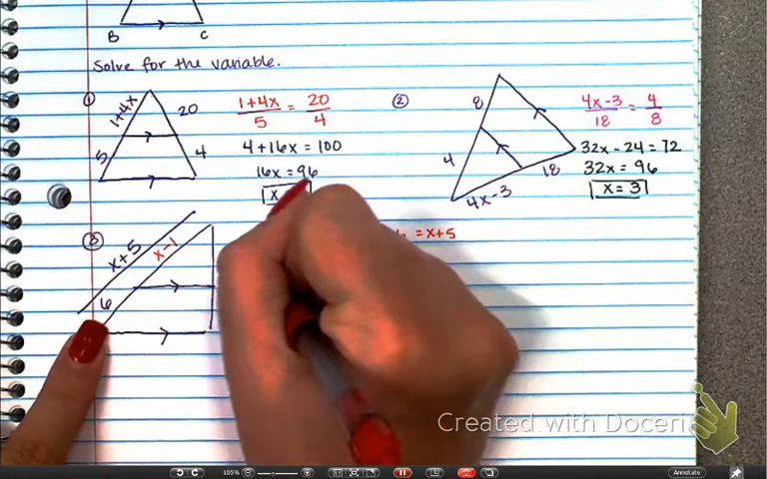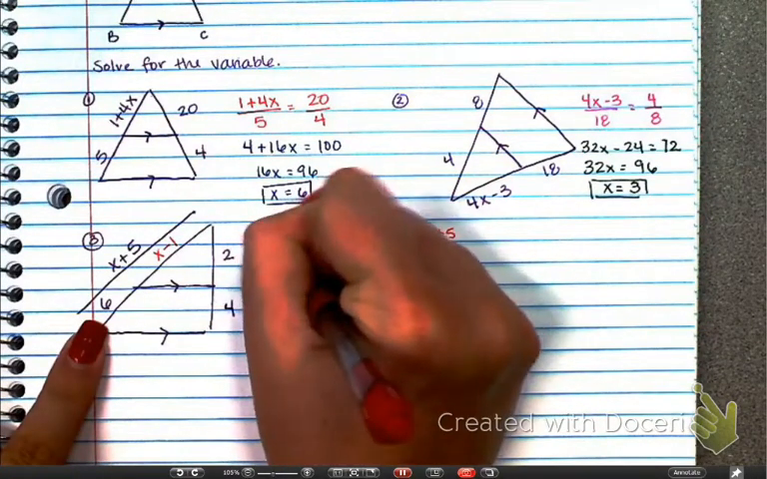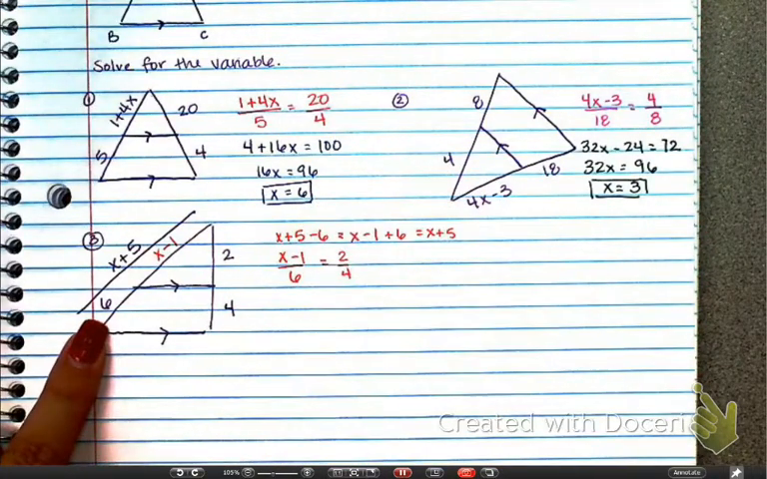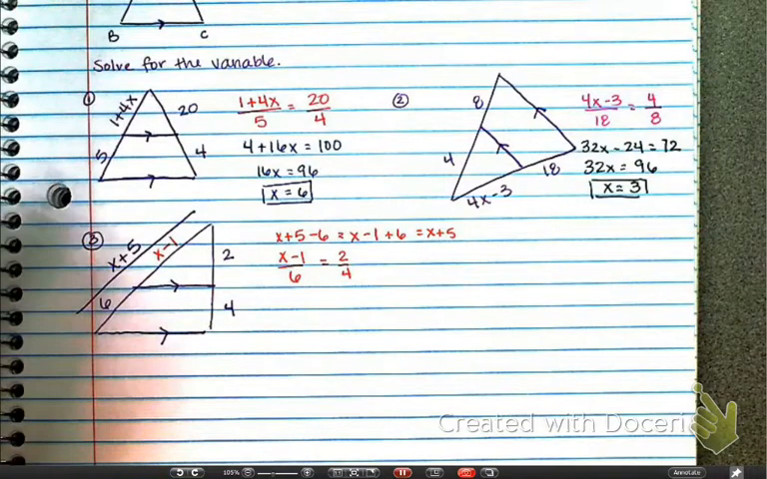And now we can compare our pieces. So x minus 1 over 6 equals 2 over 4. And you're going to cross multiply. Or, since you already know the large piece, you can compare pieces.